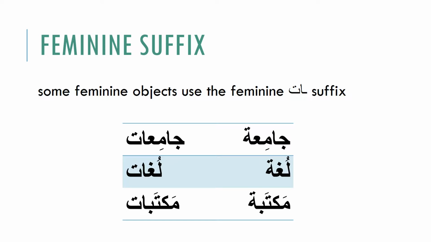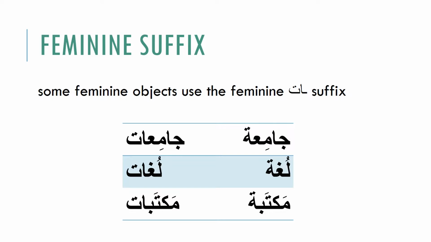The feminine at suffix is pretty straightforward. You use it with words like jamiat, universities, or mektebat, libraries. These words see no changes to the internal vowel structure used in the singular form of the noun. Jamia, jamiat, lugha, lugat, mekteba, mektebat. See, they pretty much sound the same.